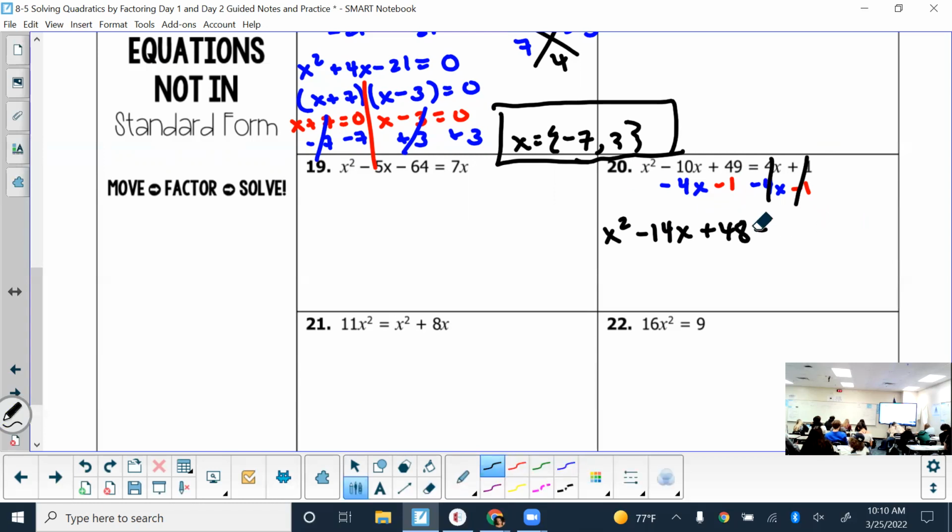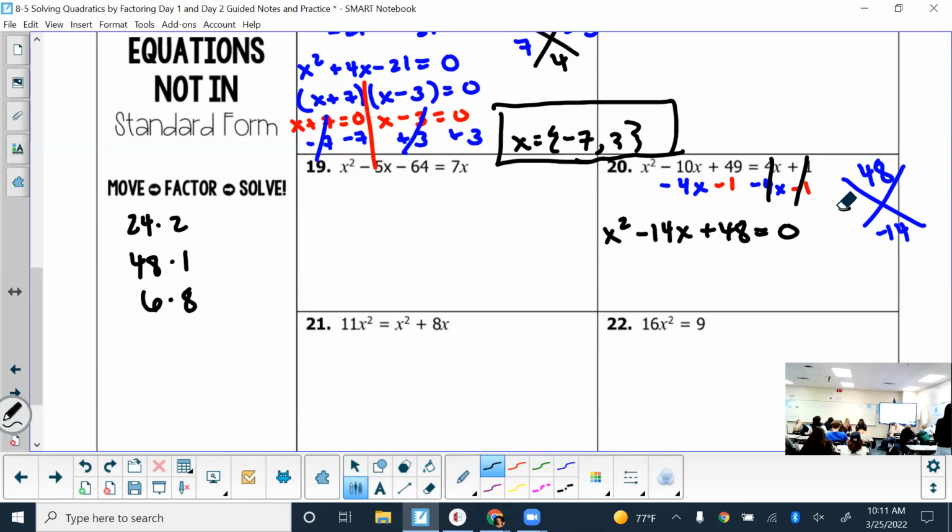So then continue with the rest of your steps. The only thing new that we're doing is now we had to move stuff to the other side. So the rest is the same. How do I factor trinomials? With the diamond method, what number will go on top? What number on the bottom? And 48 has a lot of options. What are two numbers that multiply to 48, but add to negative 14? Negative 8 and negative 6 are the winning combination.